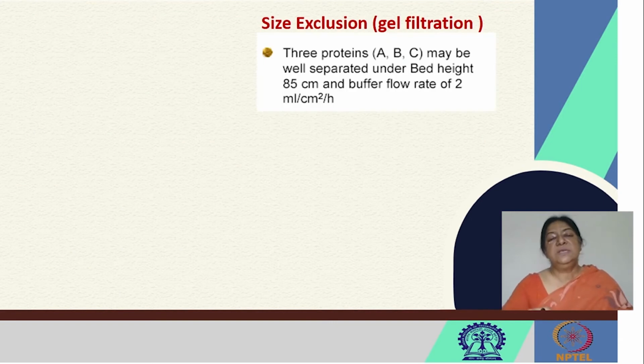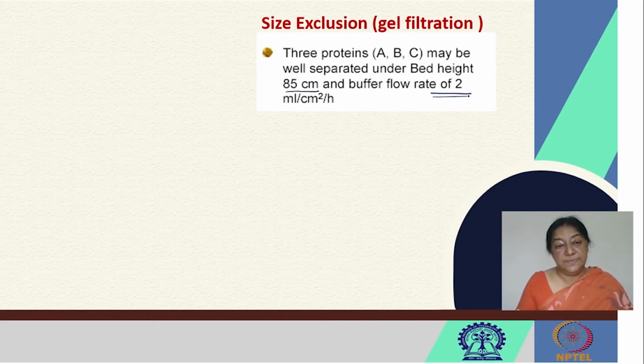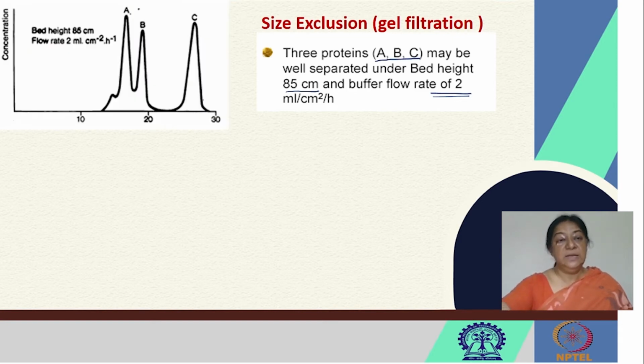Now, if we look at certain important parameters, we have a bed height of our column and we have a flow rate. We want to separate out 3 proteins based on size exclusion with different molecular weights. Ideally, we would want the A, B, and C to form distinctly different peaks.